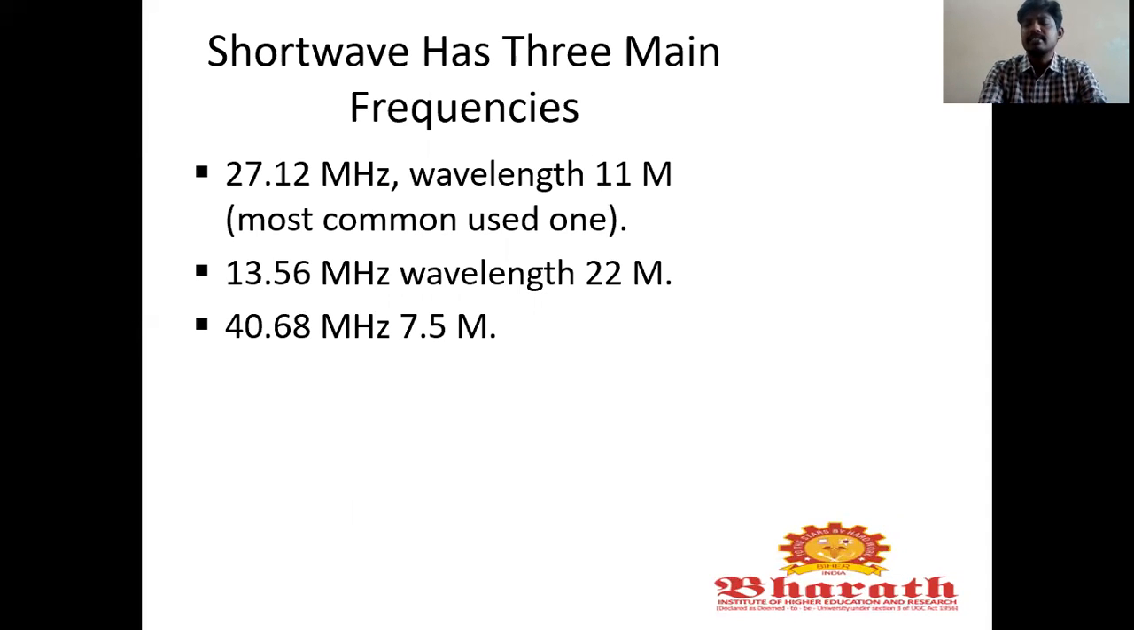Short wave has 3 main frequency levels. The first one is 27.12 megahertz, with an 11 meter wavelength. It is the most common frequency used in all types of short wave diathermy.